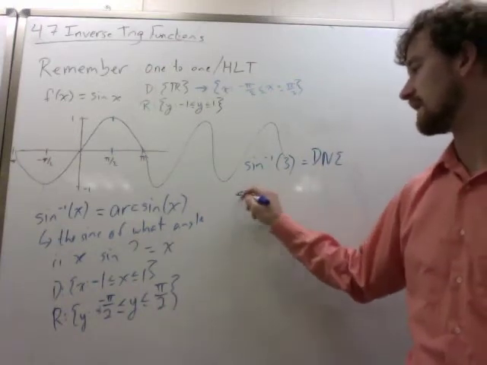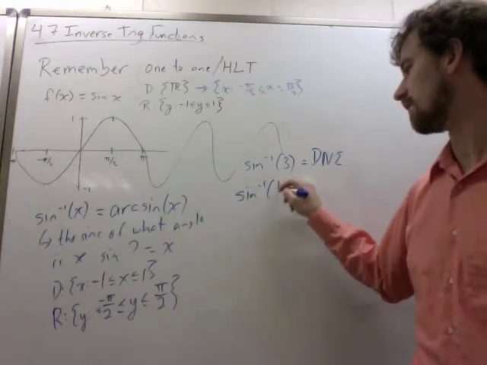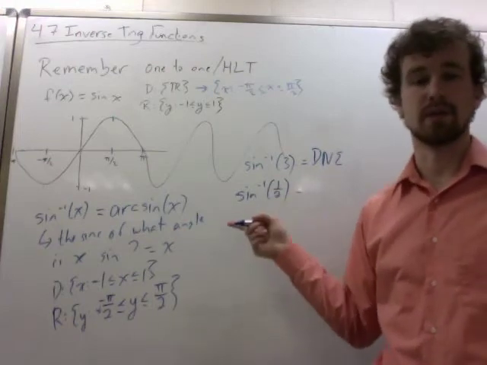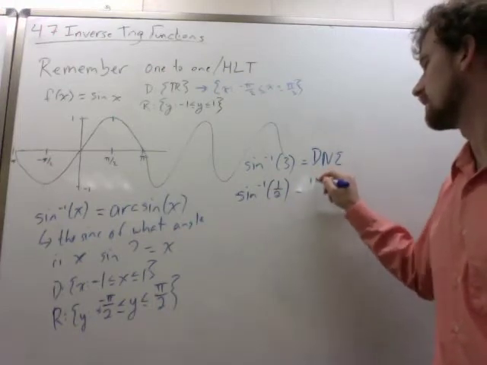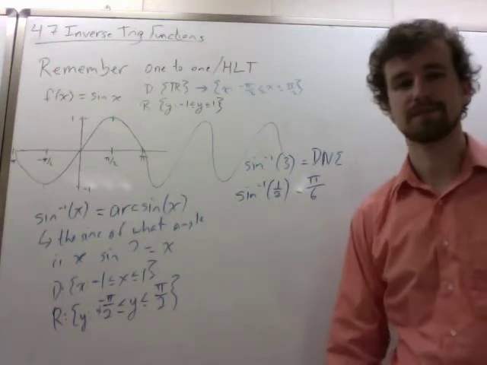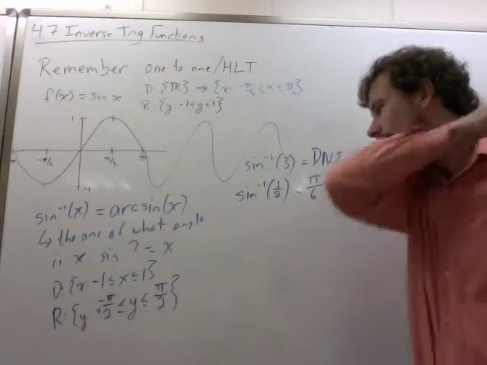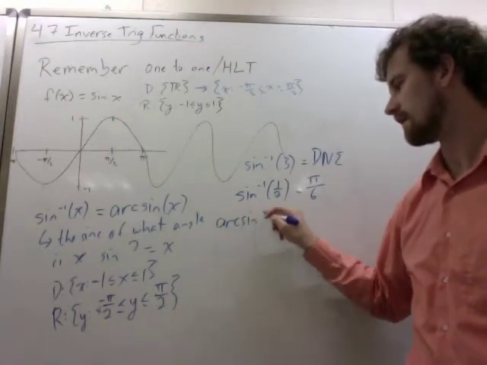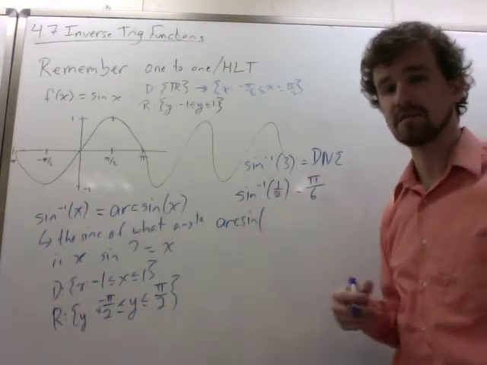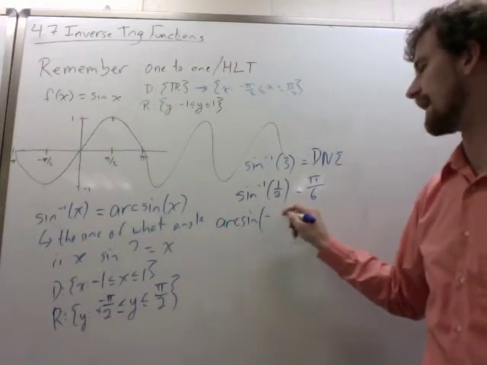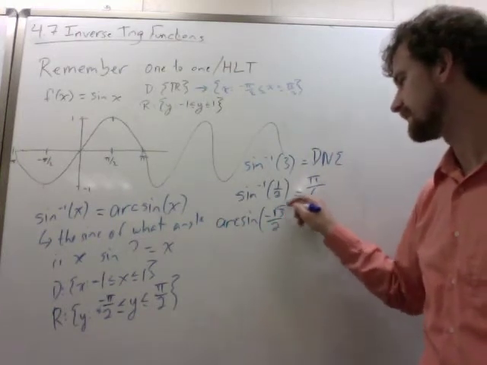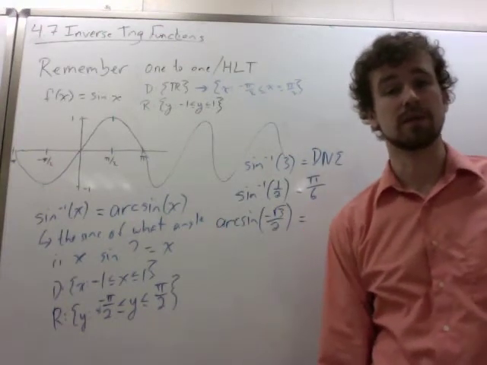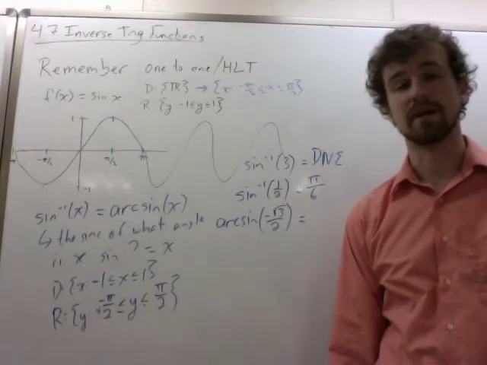If I ask you what is the inverse sine of 1/2, this means what angle has a sine of 1/2. And you should remember that's pi over 6. Remember how I asked you to memorize those. I asked you for the arc sine, remember? Same thing. Inverse sine, arc sine, same thing. I asked you for the arc sine of minus root 3 over 2. Well, the angle that has a sine of root 3 over 2 that we know is pi over 3.